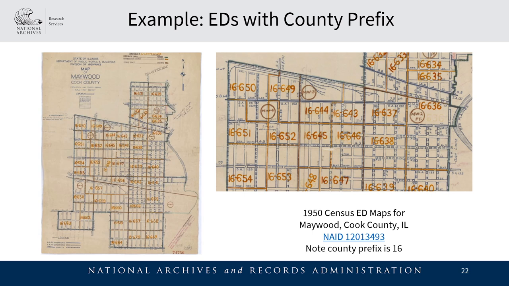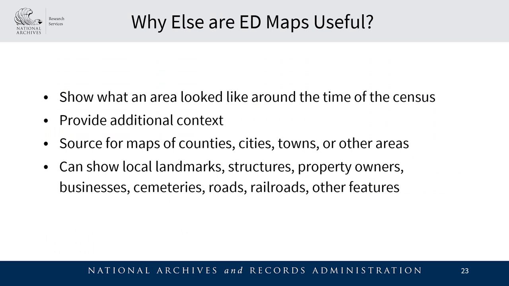This also demonstrates the difference of smaller locations having the whole number written out instead of just the suffix, like districts found within much more densely populated areas like Chicago. So why else are census ED maps useful?